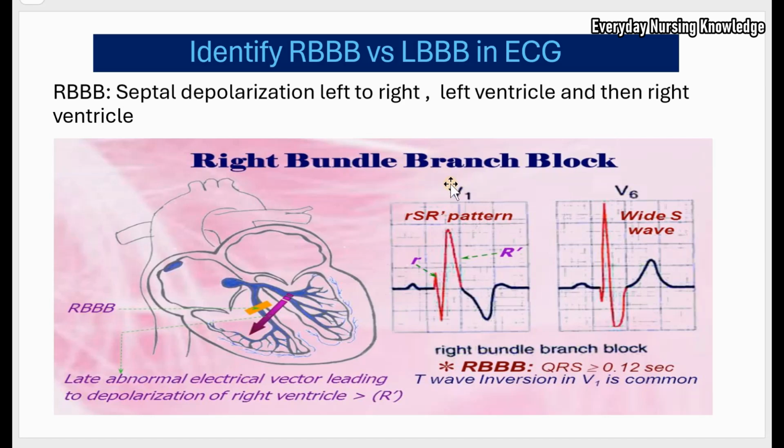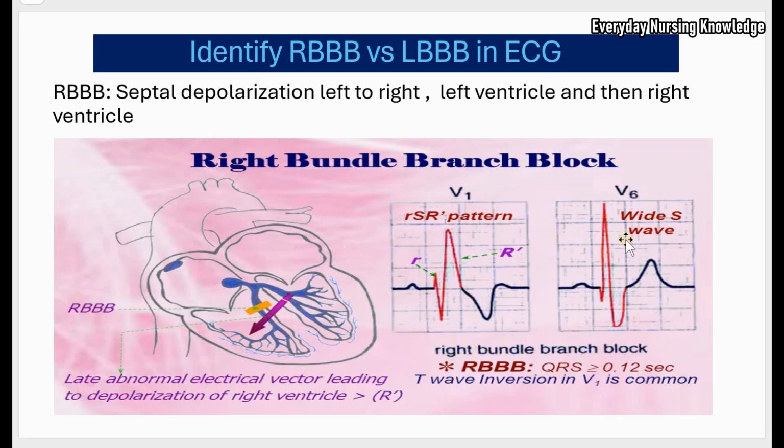So if you look at V1, it is on the right side of the heart. Remember, any time an impulse moves towards the lead, it creates a positive wave. If the impulse moves away from the lead, it creates a negative wave. So first, depolarization starts from left to right, that means towards the lead. So in V1, it creates a positive wave. Then the left ventricle, away from the lead, creates a negative wave, and then the right ventricle creates a positive wave. So in V1, it gives an RSR pattern.